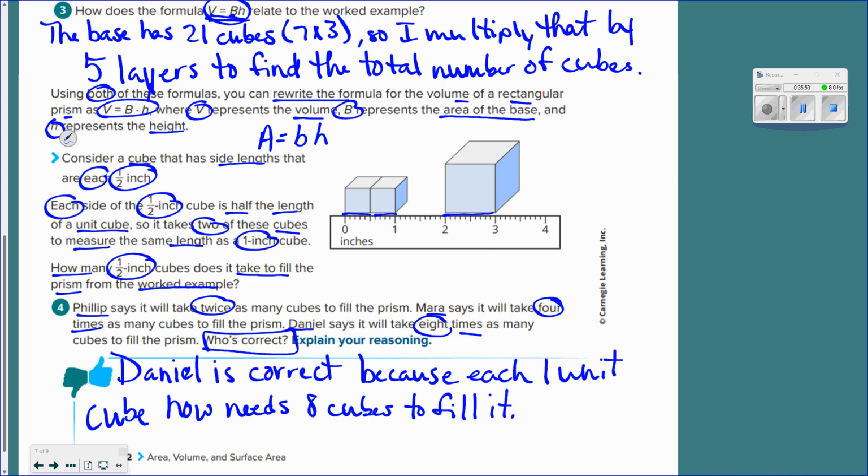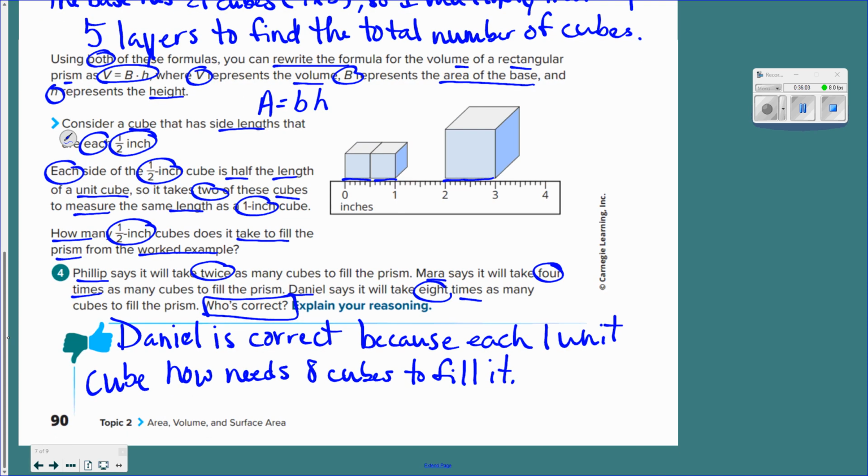Okay, let's go back to our packet. We do our first 2 together on this one.